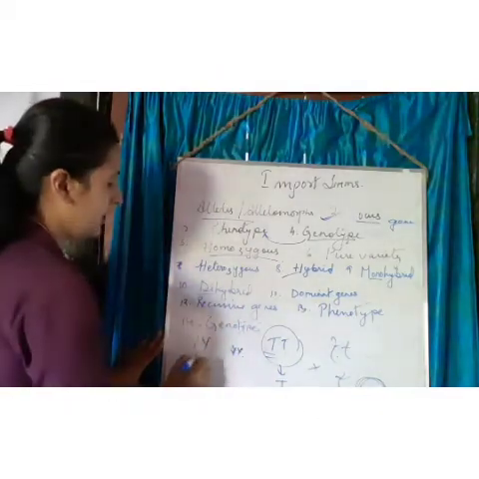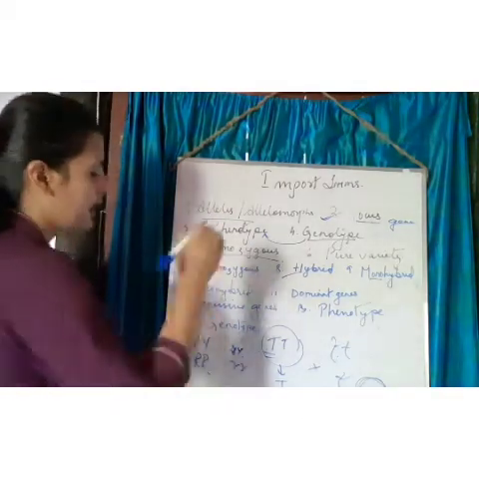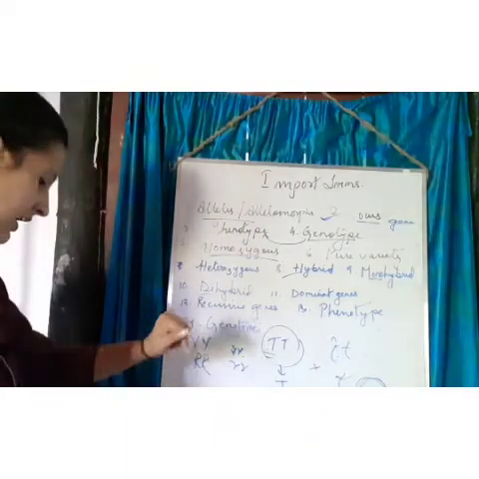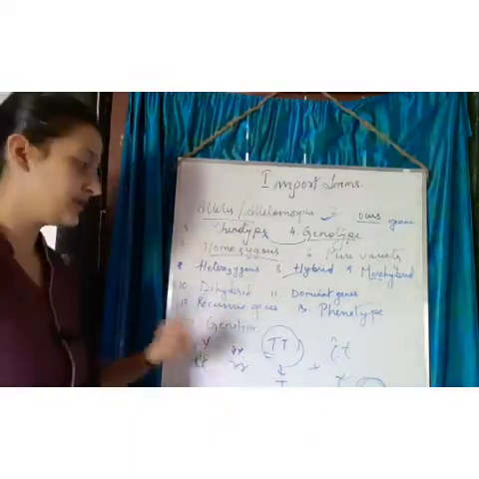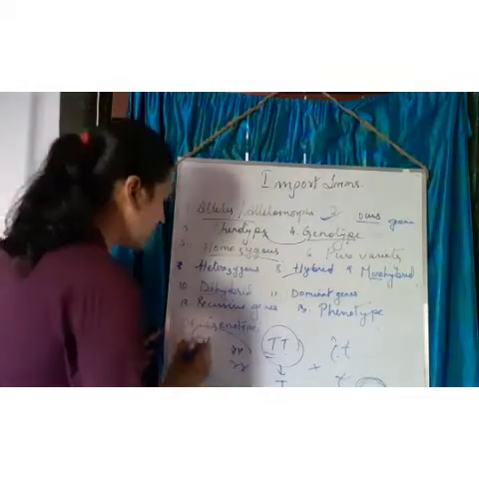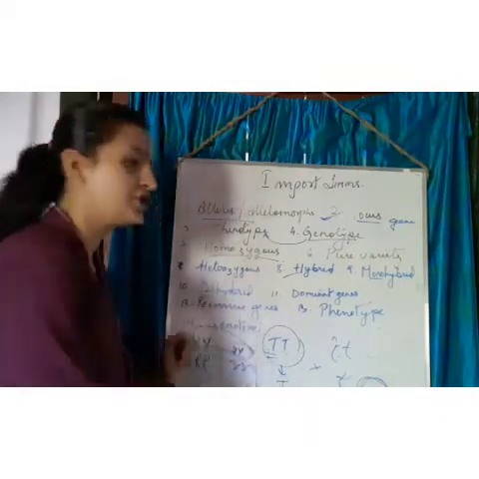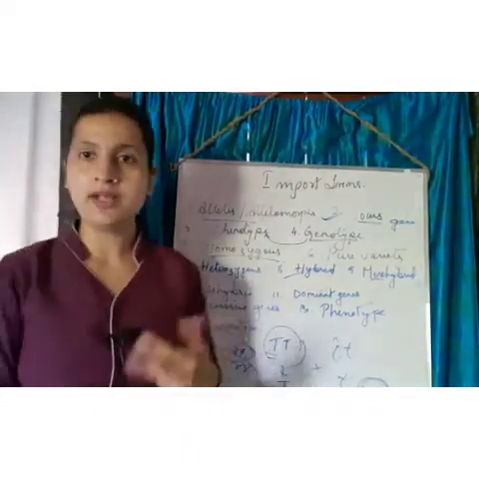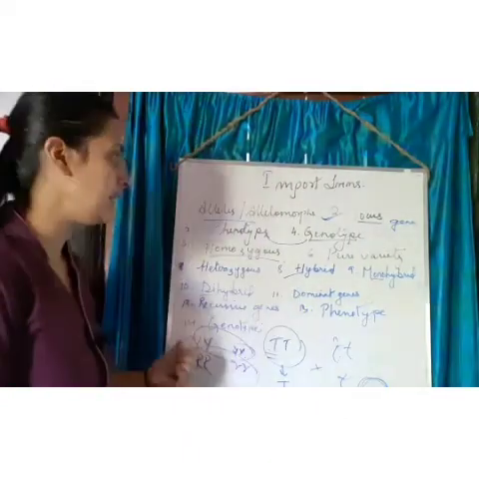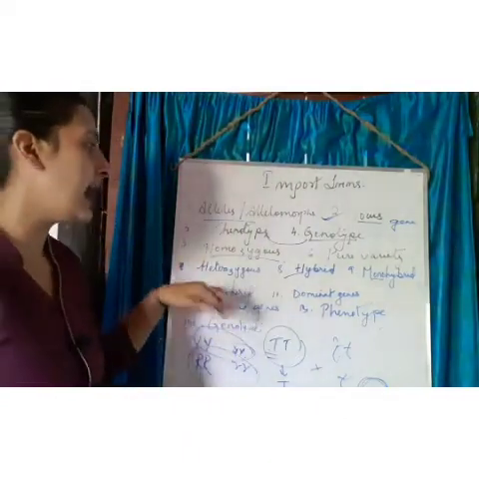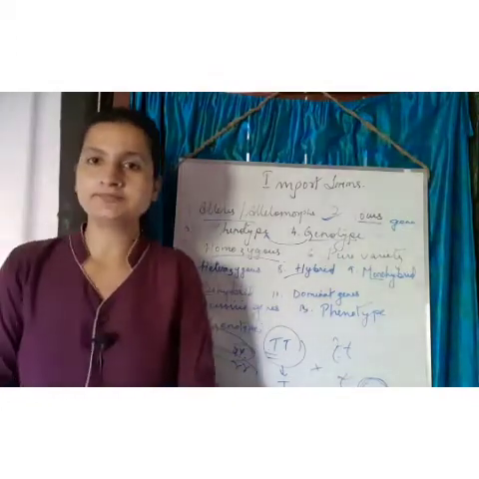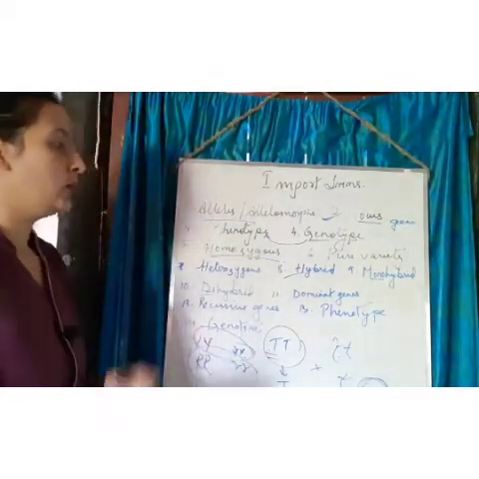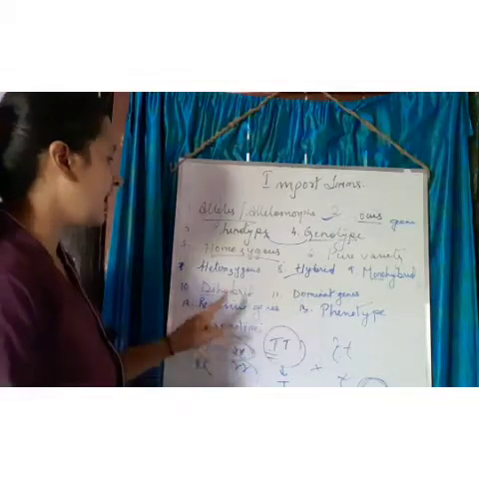Suppose one is round, so capital R, and if it is wrinkled, then small r. Okay, I hope that you can follow this. So here what did we choose? One is color, the other is the shape. So here two different traits are taken, right? Two different traits. So this is said to be dihybrid. Am I clear? Okay. Now, next is your dominant gene and recessive gene.